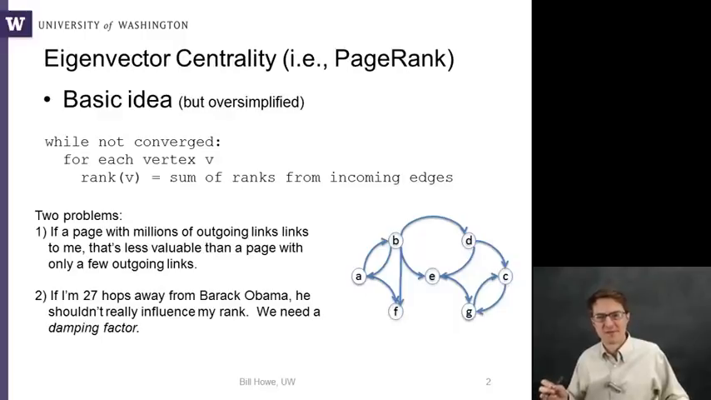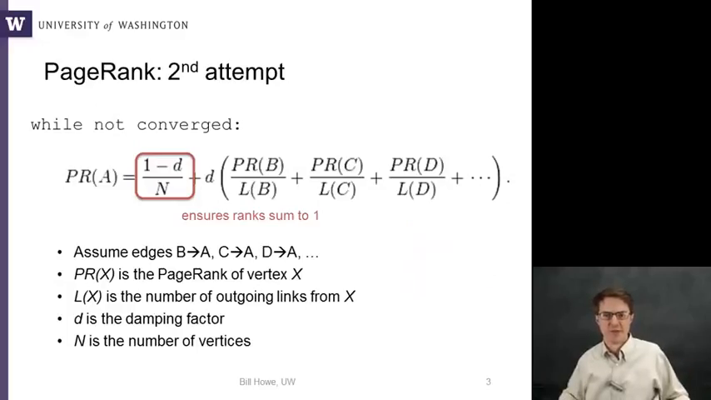And so we need some sort of a damping factor that, as you get further away, lowers the importance. Okay. So you combine these two notions together and you get the definition of PageRank as it was published. And there's a couple of variations on this, but this is the one to know.